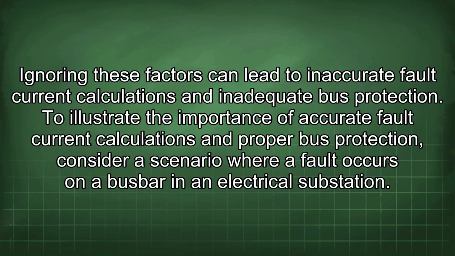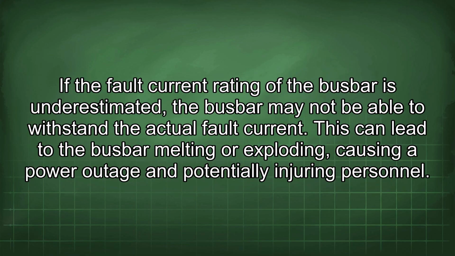To illustrate the importance of accurate fault current calculations and proper bus protection, consider a scenario where a fault occurs on a busbar in an electrical substation. If the fault current rating of the busbar is underestimated, the busbar may not be able to withstand the actual fault current. This can lead to the busbar melting or exploding, causing a power outage and potentially injuring personnel.